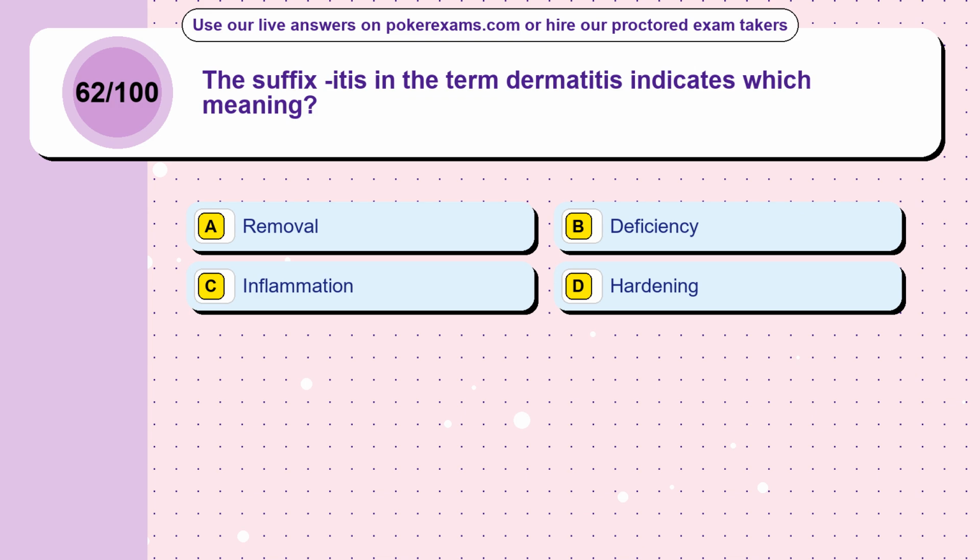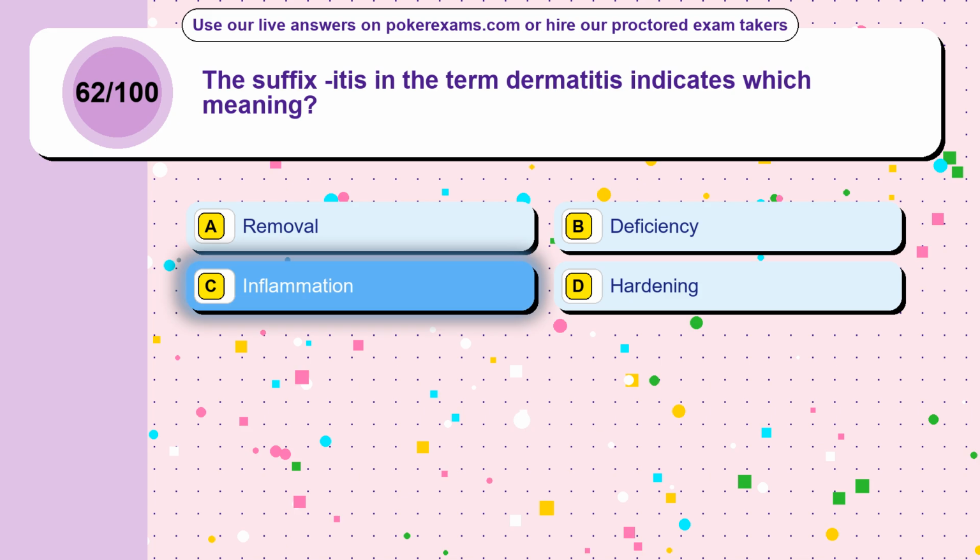Question 62. The suffix itis in the term dermatitis indicates which meaning? Option A, removal. Option B, deficiency. Option C, inflammation. Option D, hardening. The correct answer is option C, inflammation.